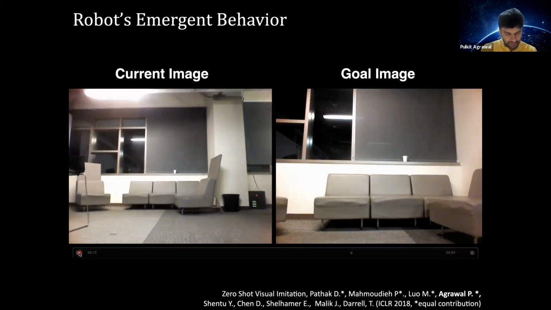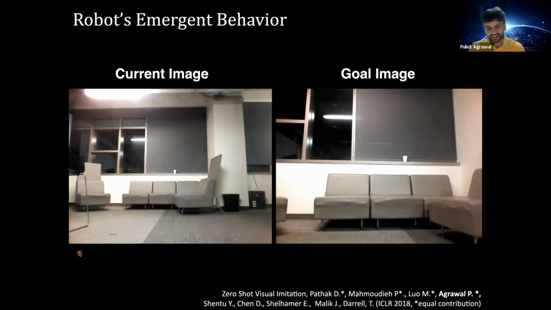So, how was the system trained? In the same way that we train the model for pushing or for rope manipulation, right? We collect this data, which is xt, at, xt plus 1. We train the forward and the inverse model, and then we just execute the inverse model, right?